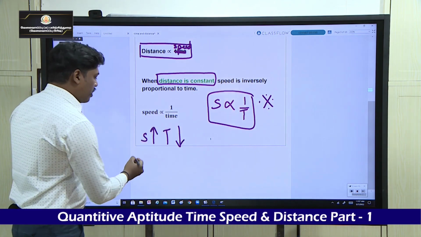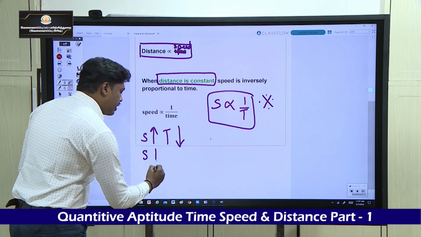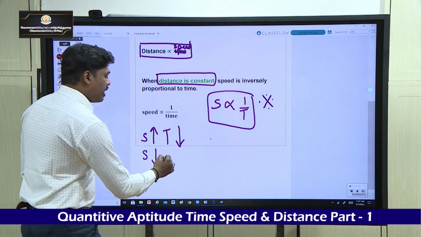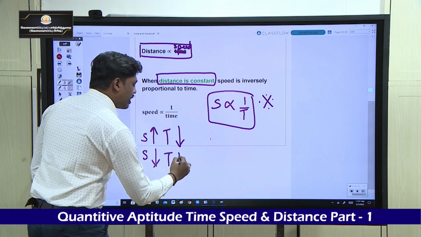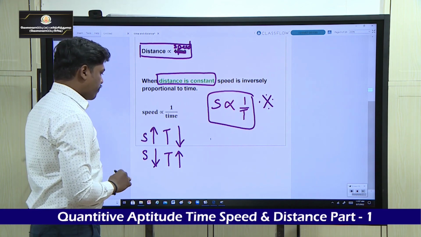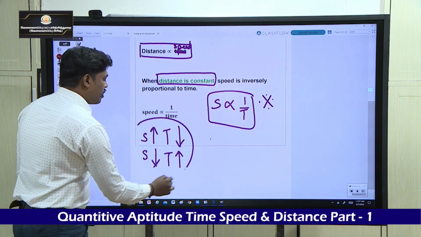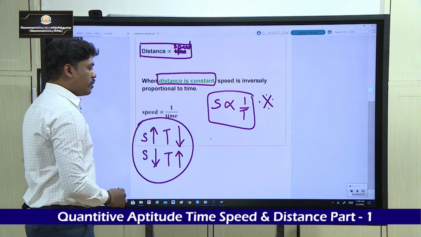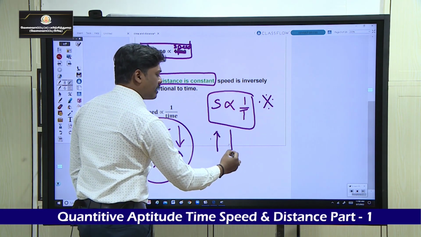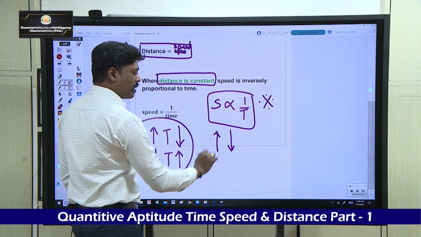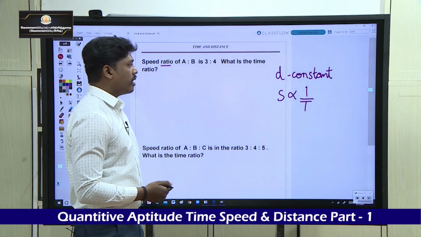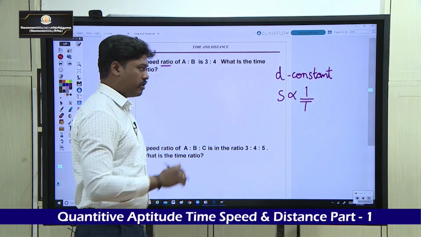For example, if speed is decreasing, a person going at a lower speed, then obviously the time taken to the destination increases. He takes more time to reach. So this is called speed being inversely proportional to time taken. If one increases, the other decreases, and vice versa. Look at one basic example based on this concept.